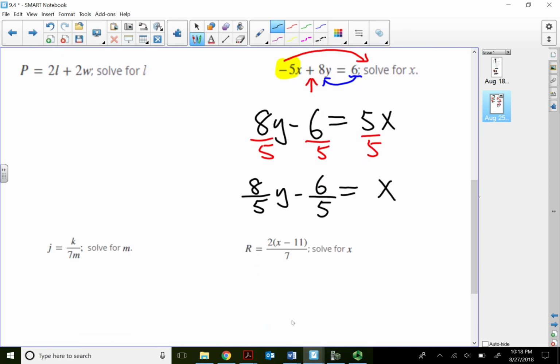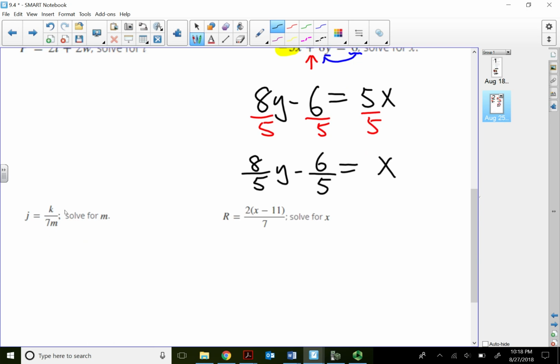All right, now let's take a look at these interesting ones. Both of these examples, I only have two terms. So in module 4, we mentioned something about it, and even before in module 9.1, I mentioned something about cross product. So I think I can use that technique here. Since I only got two terms, one of my terms is involving a fraction. J equal to K over 7M.